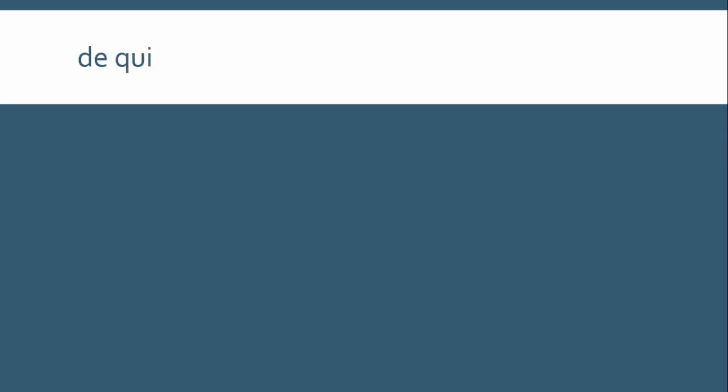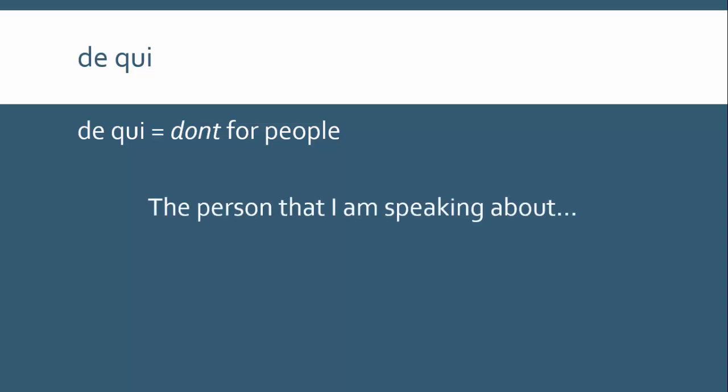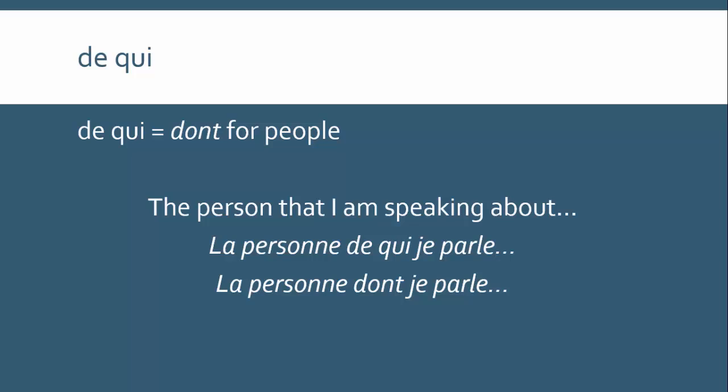We also have the phrase de qui, which for all intents and purposes is dont, but for people. So if we wanted to say the person that I'm speaking about, we would say la personne de qui je parle. However, it is equally as acceptable to use the word dont. You could say la personne dont je parle. In the same way that in English we can say I know a man who is a doctor, or I know a man that is a doctor. Really, there's not much difference. People aren't too worried. But the who, like the de qui, is perhaps slightly more appropriate. But really, you're quite free to use either one.